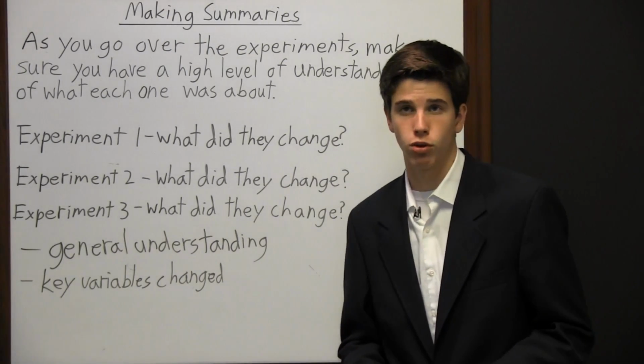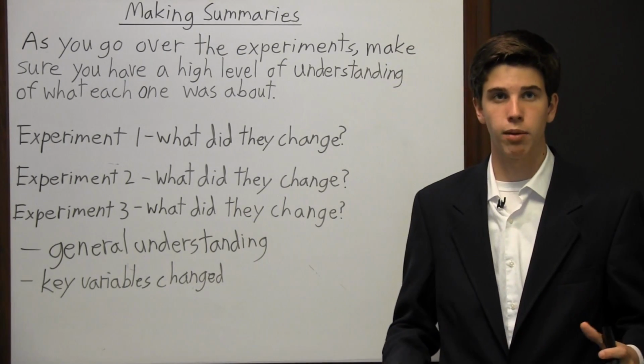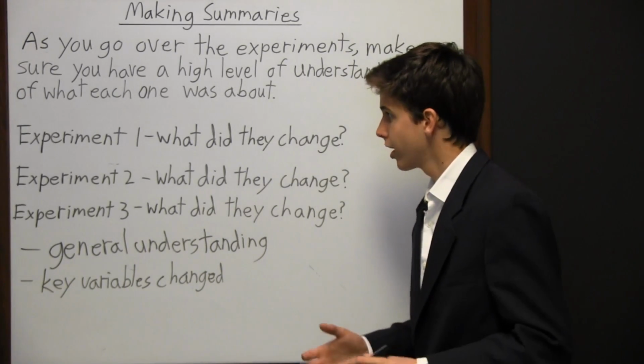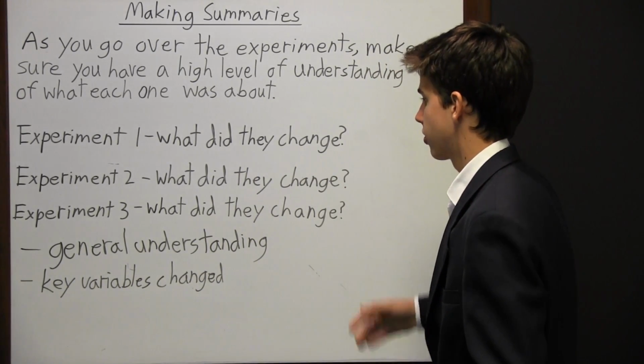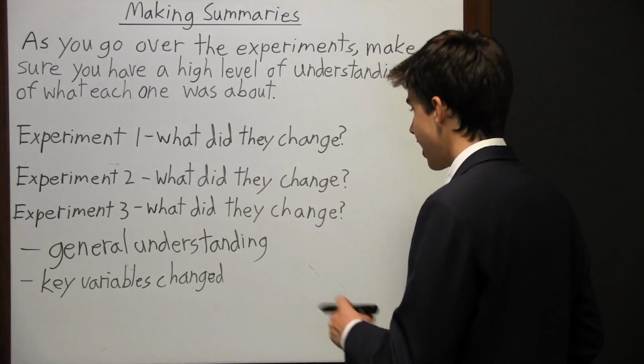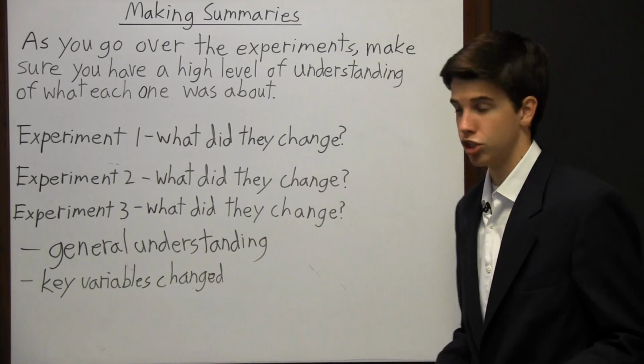So by getting a general understanding of what went on and understanding which variables were changed, it'll allow you to save time while answering the questions because you'll be quickly able to go to the right experiment depending on what you need to find out. So if you're looking at 3 experiments during the test, first you want to read these experiments and get a general understanding, and you need to understand which key variables were changed.